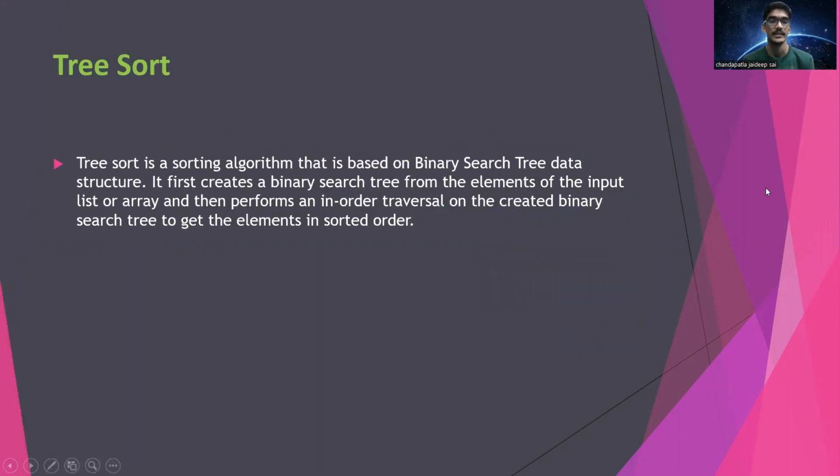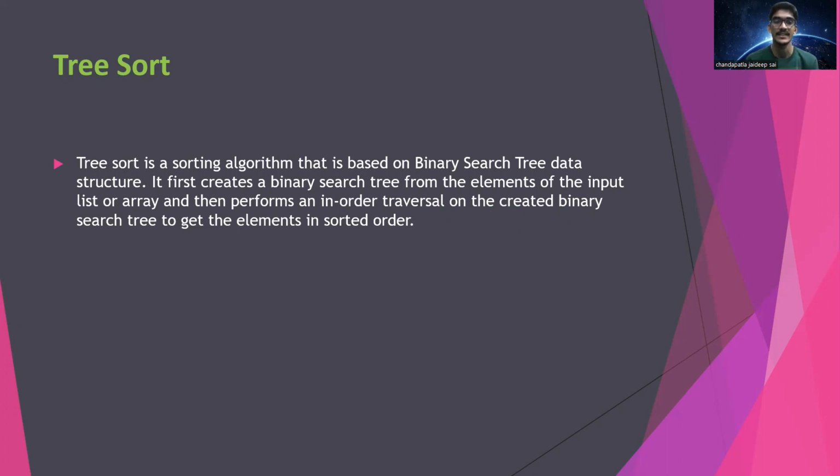Tree sort. Tree sort is a sorting algorithm that is based on the binary search tree data structure. It first creates a binary search tree from the elements of the input list or array, and then performs an in-order traversal on the created binary search tree to get the elements in sorted order.